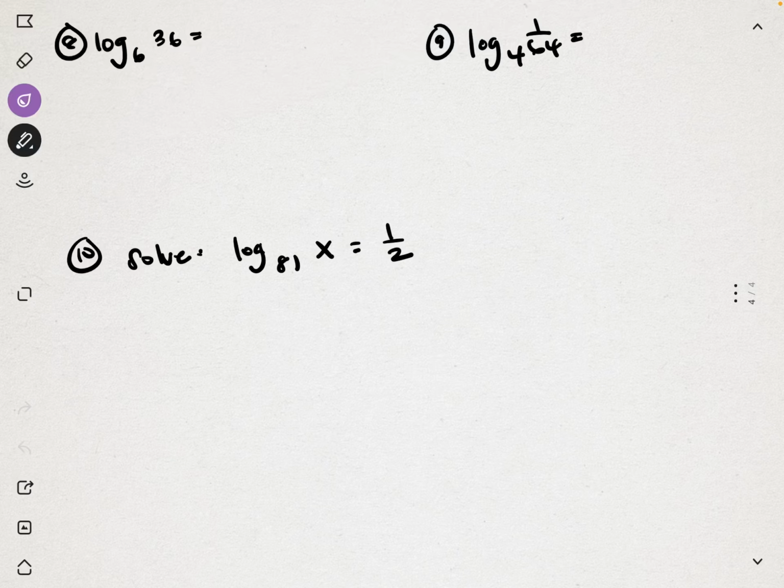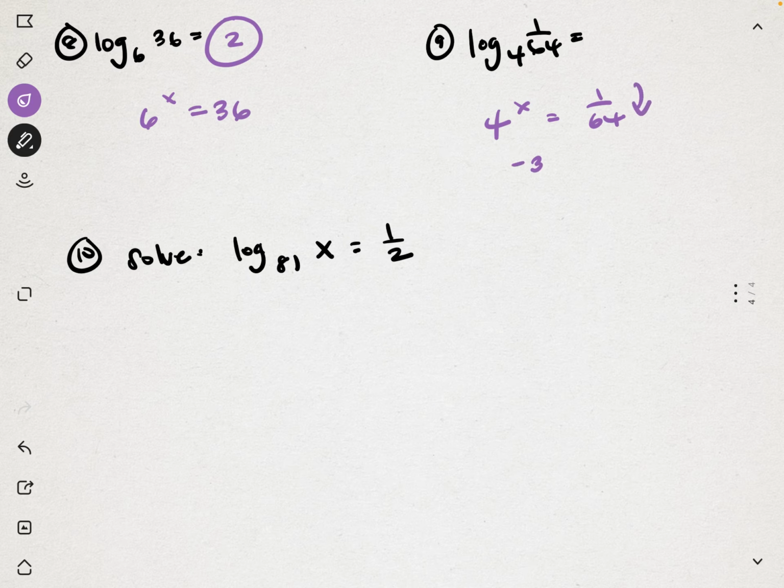Okay, so the next one says log base 6 of 36 equals. What it's saying is 6 to the what power is 36. Well, I know 6 squared is 36, right? So this is going to be 2. Now for 9, the base is 4, to the what power is 1/64. This one's a little bit tricky, but we know that it's going to end up being reciprocal, right? So I know 4 times 4 is 16 times 4 again is 64, right? So that's 3. But because this is the reciprocal of 64, then we say negative. So x has got to be -3.